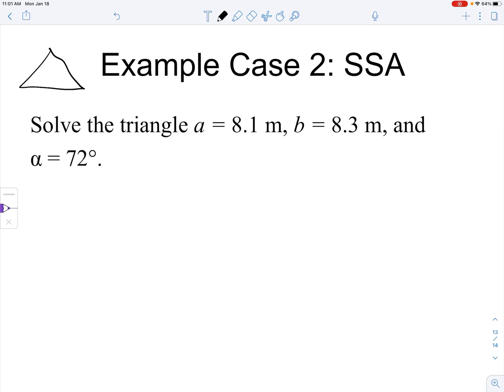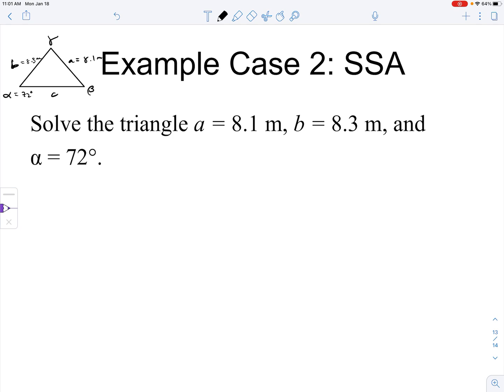Okay, so now let's go ahead and solve this triangle. We're still in the ASS case. Again, I like to draw just a picture of a triangle and label what I'm given. So alpha is 72 degrees. A is 8.1 meters. B, oh wait, no, whoopsies. B is 8.3 meters. That's beta, gamma, C. Okay.